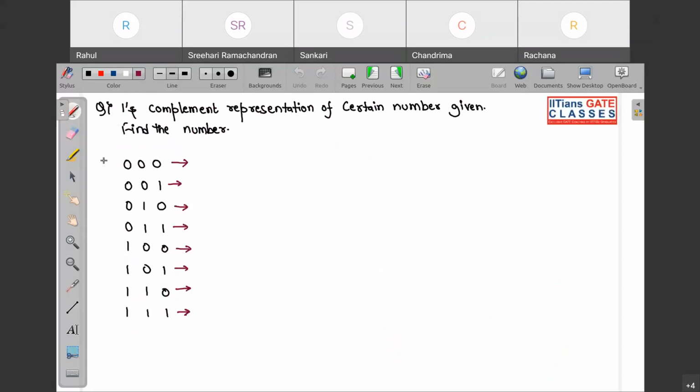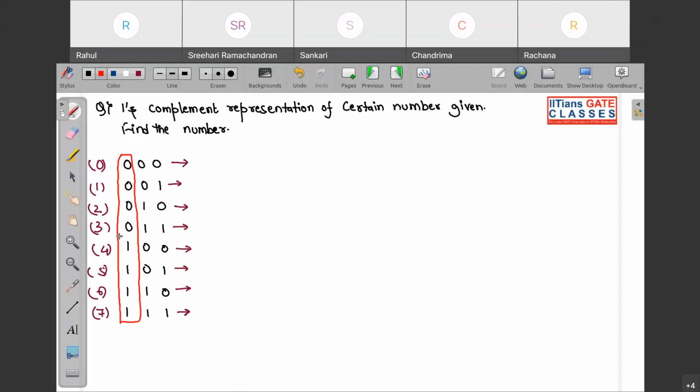Now if you write this in normal binary and convert all the binary to decimal, this will be 0 1 2 3 4 5 6 7. But I have told you that these are in 1's complemented form representation. So in complemented representation, the leftmost bits are your sign bit.